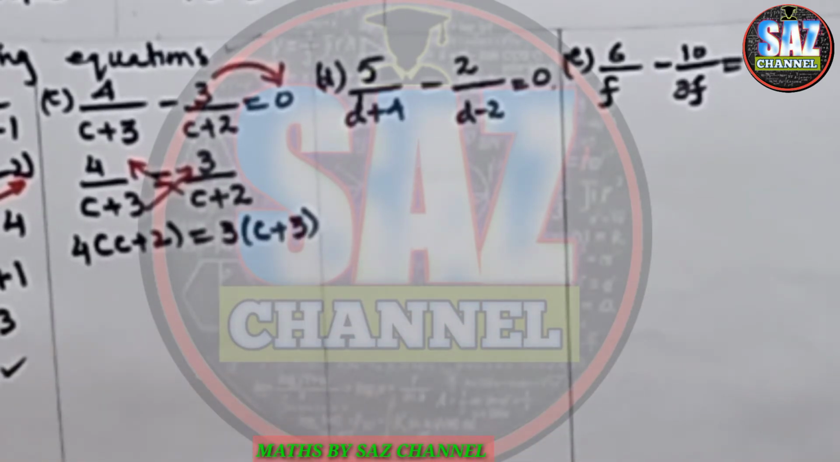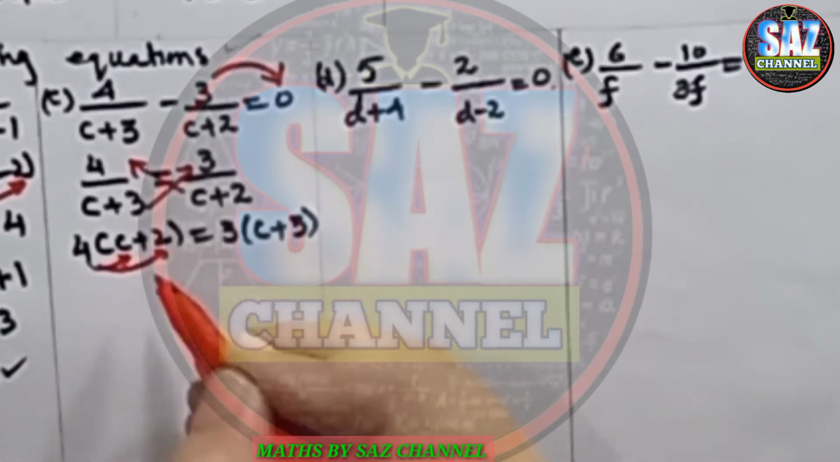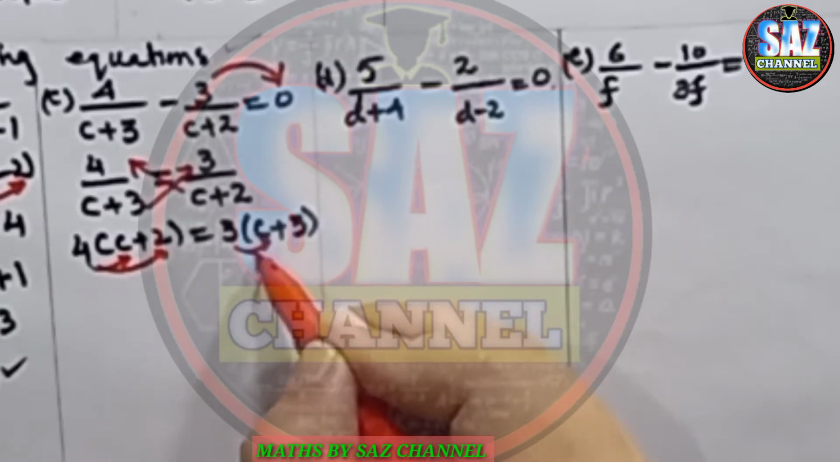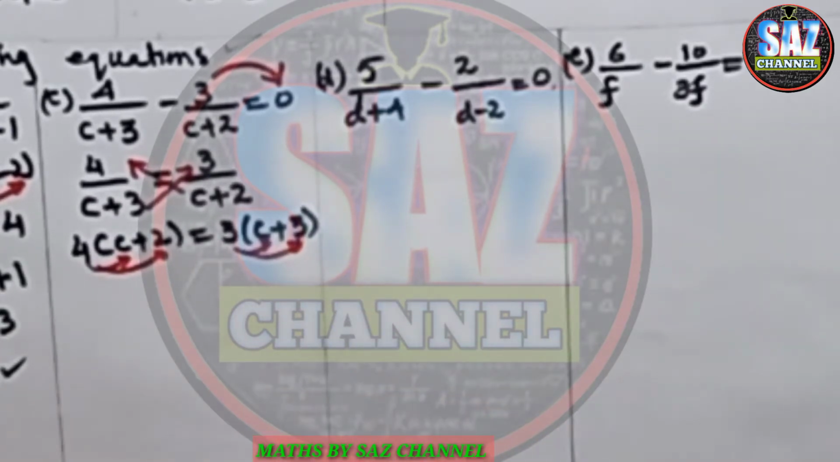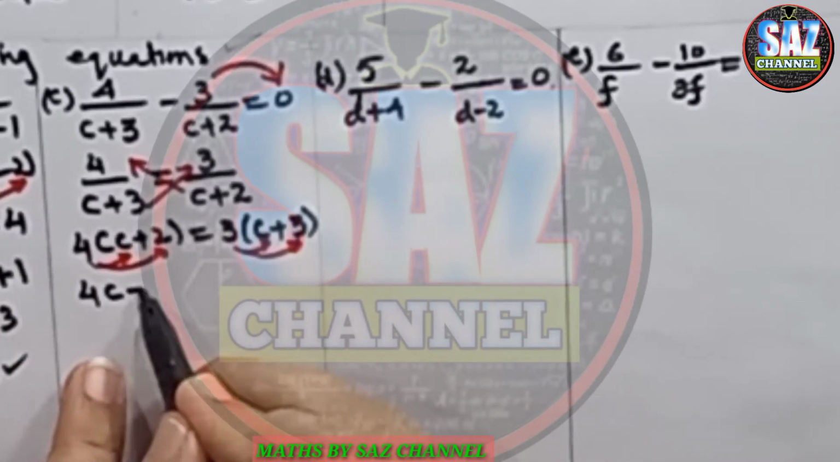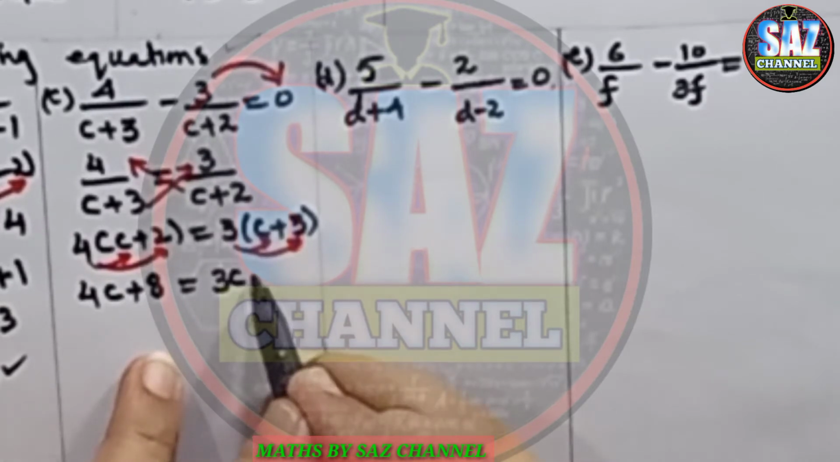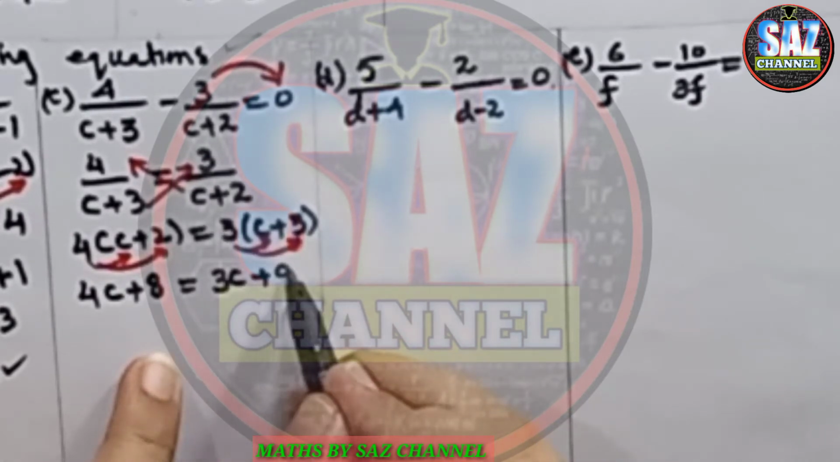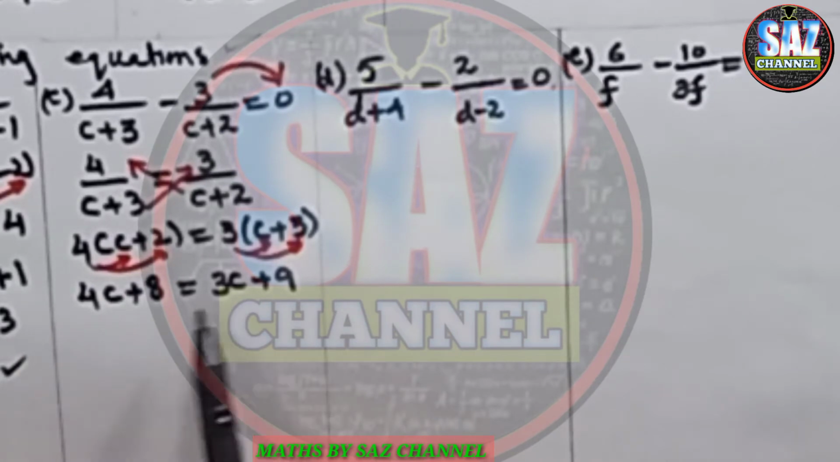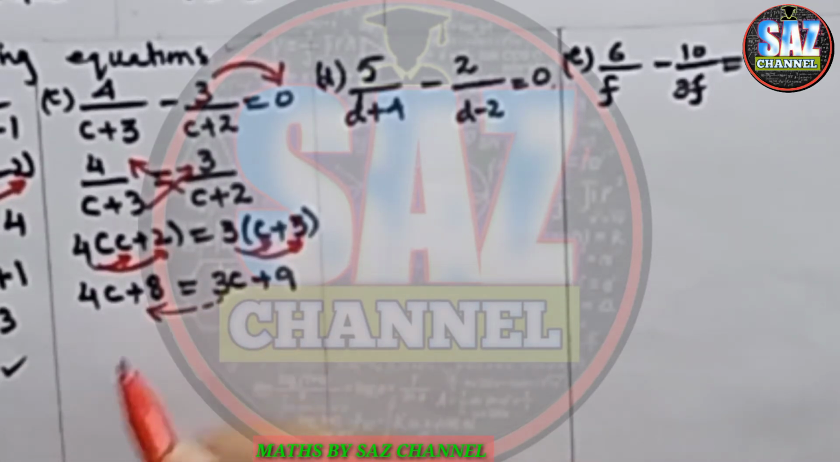Now apply the distributive property, that is, multiply this 4 with every term inside the bracket, like this, and 3 on the right hand side. It will become 4c plus 8 equal to 3c plus 3 times 3 is 9. Again, the equation has like terms and variable terms on both sides. Bring the like terms on the same side, and preferably the variable terms on the left hand side.